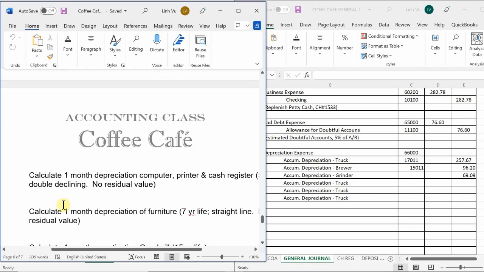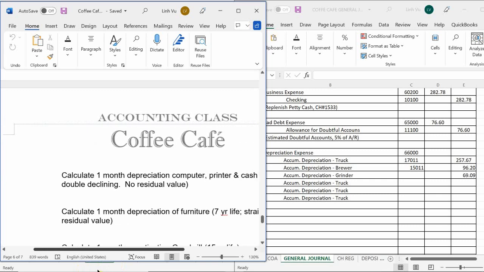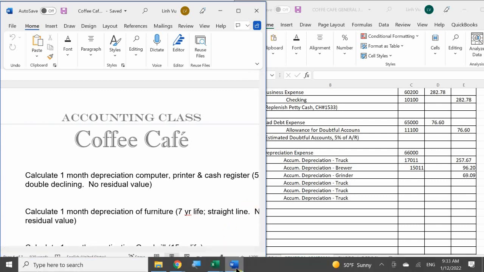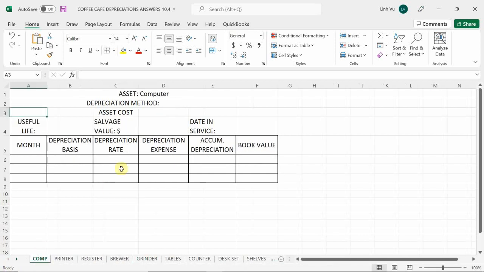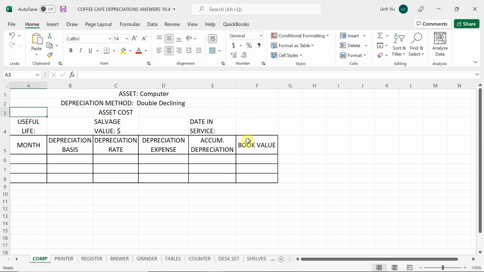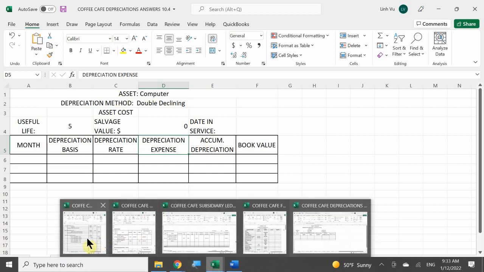Now it says here that we're going to calculate 1 month depreciation for the computer, printer, and cash register. They all have a 5 year life. We're going to do double declining, no residual value. So let's go ahead and do our first one, which is the computer. We're going to be doing double declining. It has an estimated useful life of 5 years, no salvage value. And let's go ahead and solve for the asset date and the cost.